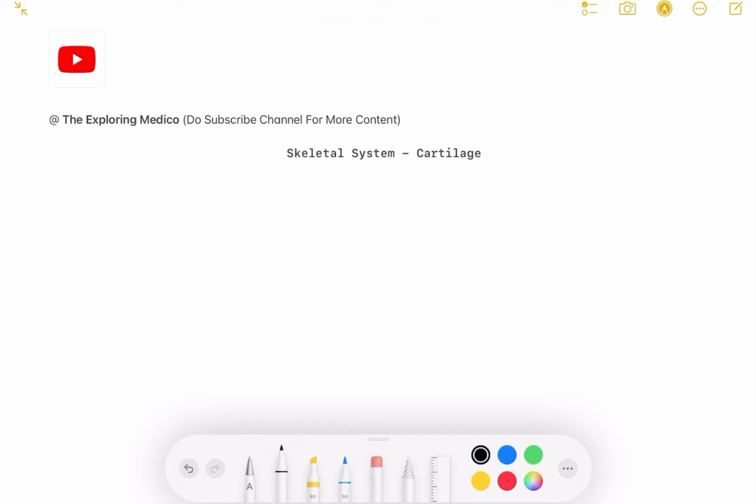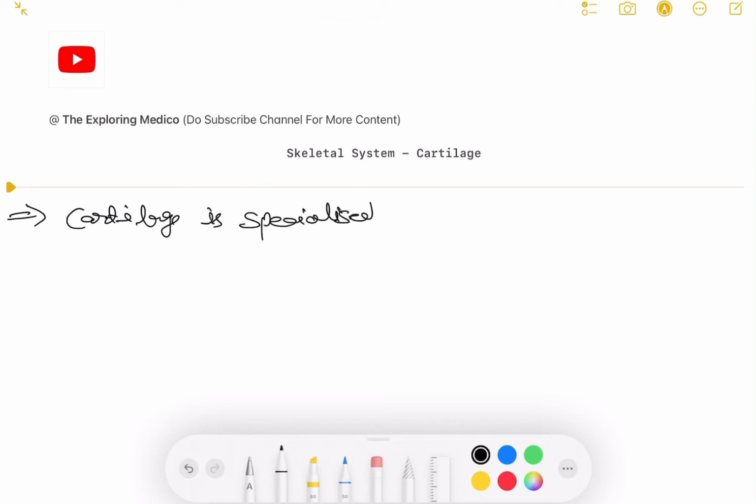Now let us start with the cartilage. Now what is cartilage? First of all, the same question is generally asked. Cartilage is a specialized connective tissue. What is cartilage? Specialized connective tissue.